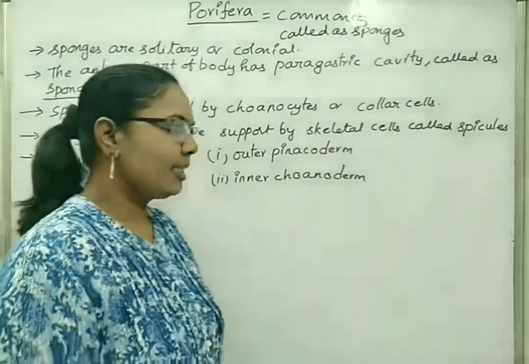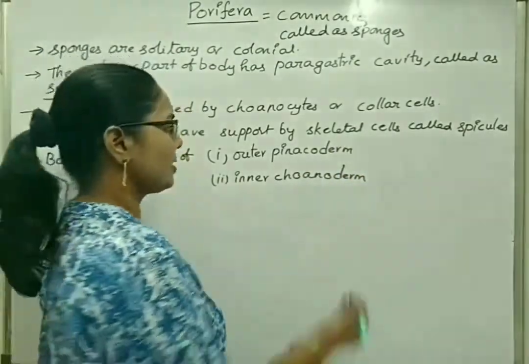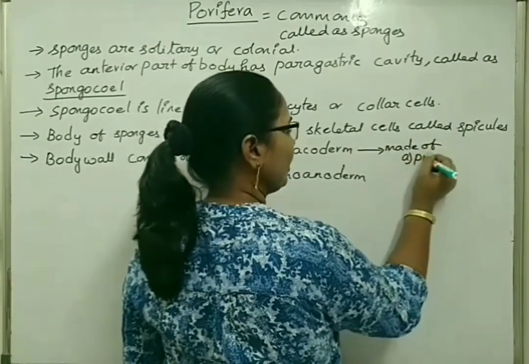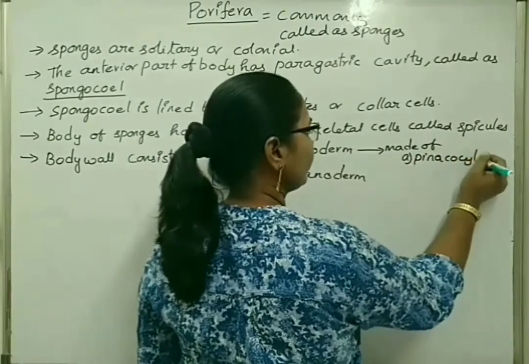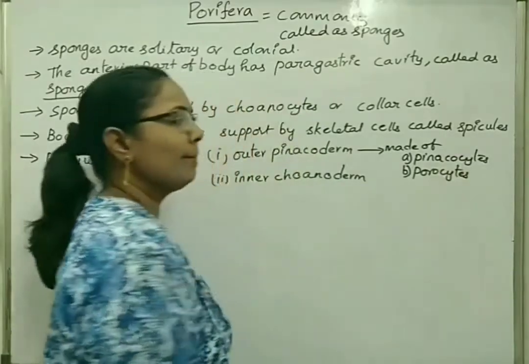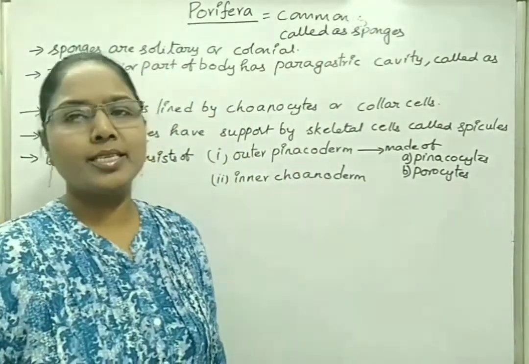The outer pinacoderm is made up of pinacocytes and porocytes. Pinacocytes are flat-shaped cells. Porocytes are tube-shaped cells.